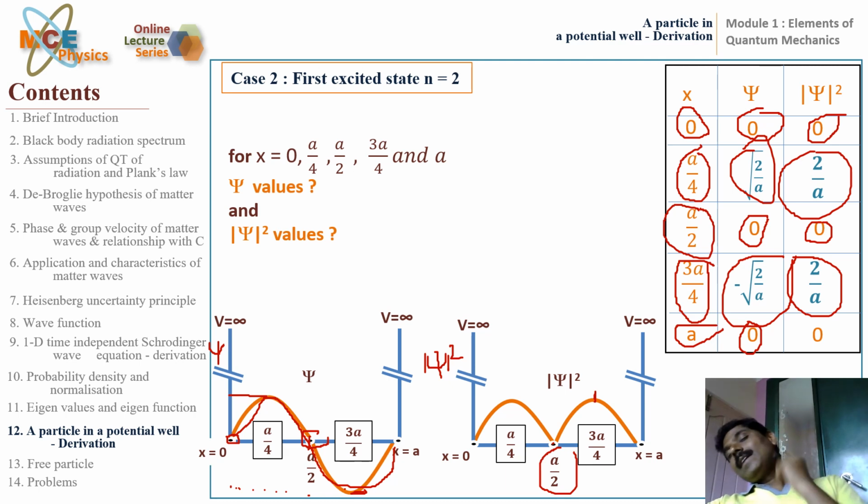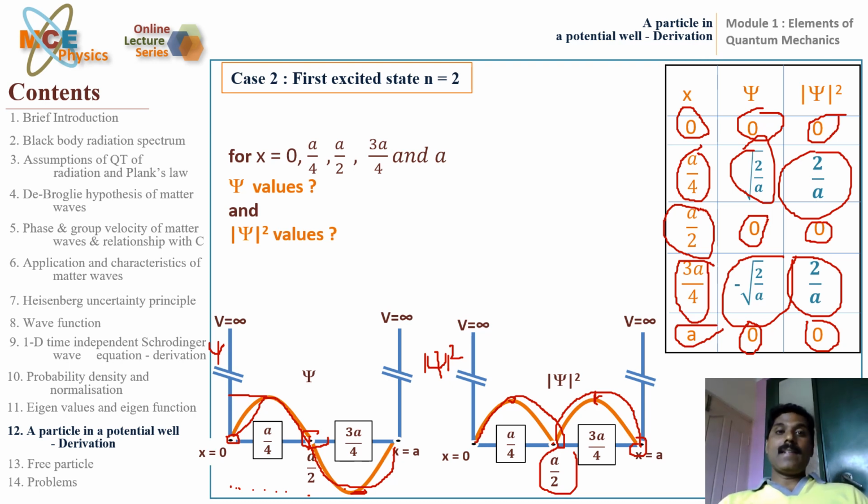On squaring, the negative sign becomes positive. Therefore, we get this value in the positive side. Therefore, you are getting two peaks. Two peaks are observed. For x equal to a, it is 0. I mean, the mod psi square value is 0. So, on plotting the graph, you will get the maxima of this type. This indicates that when the particle is in the first excited state, there are two probabilities. The maximum probability of finding that particle is once at a by 4 and next at 3a by 4.